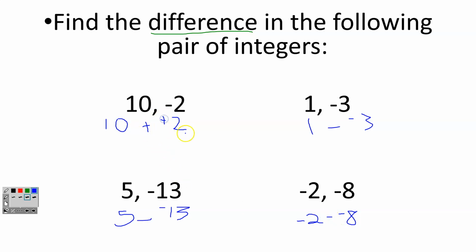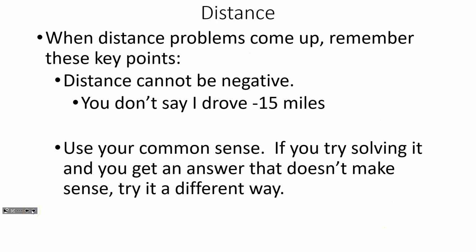Hopefully you remember superpowers. The difference between a 10 and a negative 2 would be 12 jumps. Superpower consequence. The difference between 1 and negative 3 would be a 4. Superpower consequence. The difference between 5 and negative 13 would be 18 jumps. Sorry, that should be a positive 18. Let's fix that. So that way, there we go. And the difference between a negative 2 and a negative 8 is 6 jumps. Difficulties there, so my apologies.